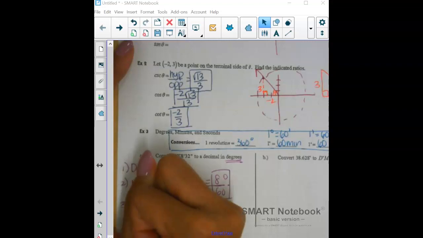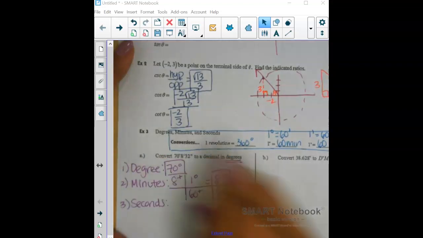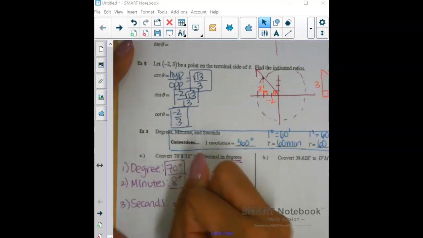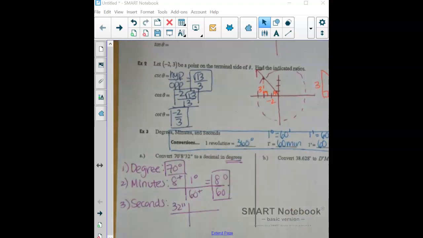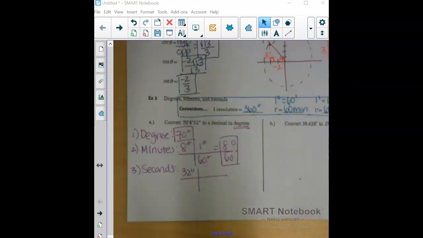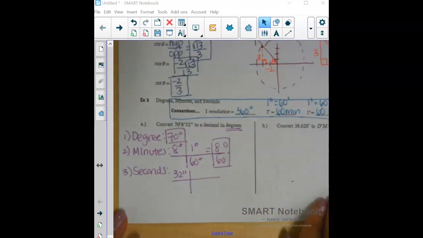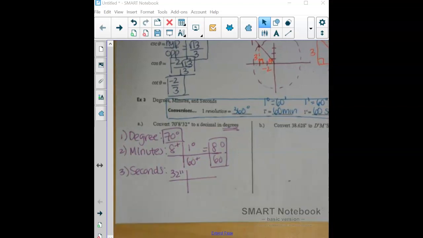Let's find the seconds. You have a brain, guys. Use it. We have 32 seconds. You guys do the conversion. Use the table or the chart and the conversions I just gave you to try to figure out what the degrees will be for this.